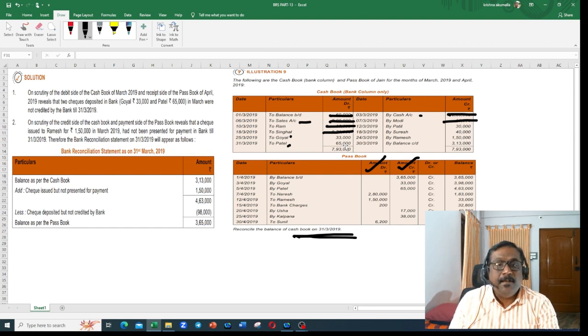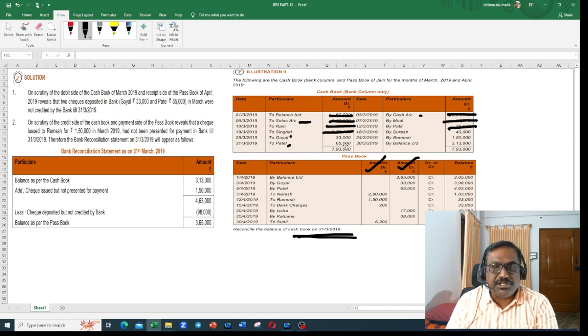So the assumption is check issued to Patil on 12th March has been paid to him in the month of March itself and updated in the passbook, and there is no difference between cash book and passbook. Hence, I don't require to consider this as a part of reconciliation. Hence, I'm striking it off. Clear so far?